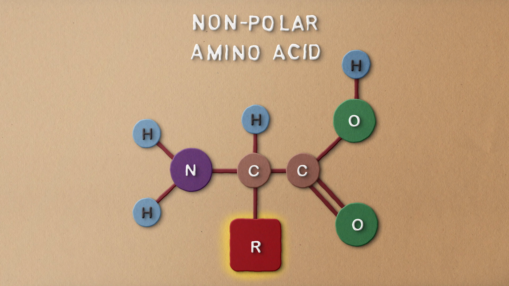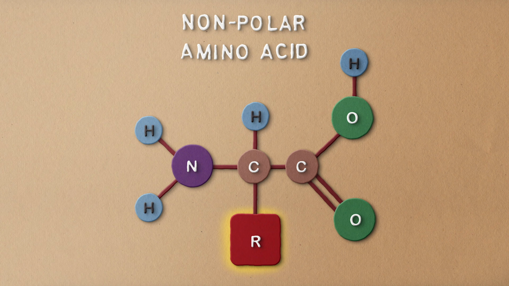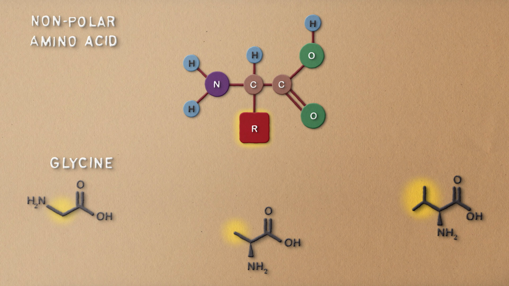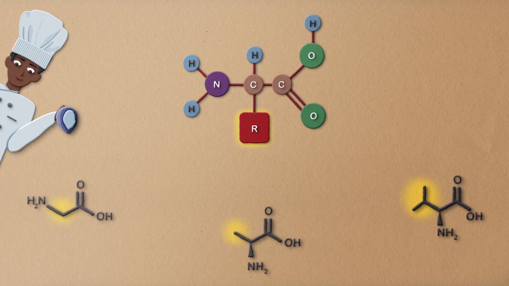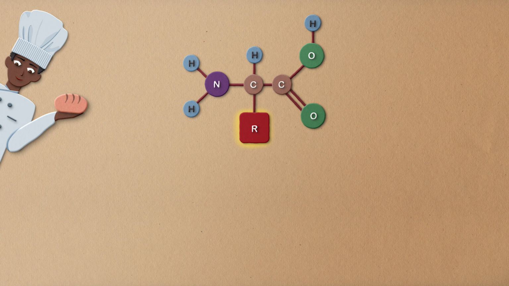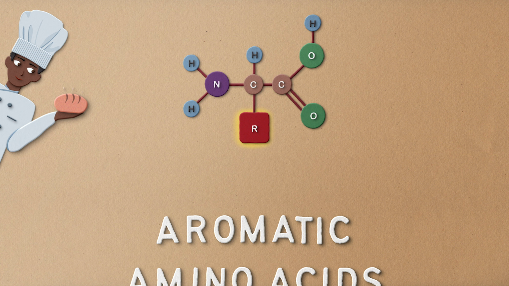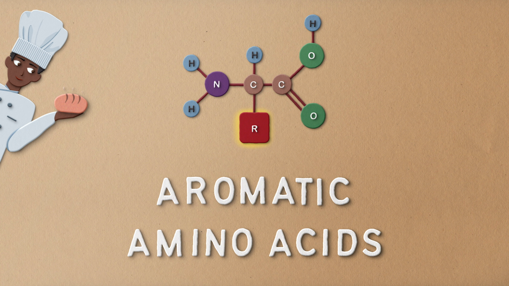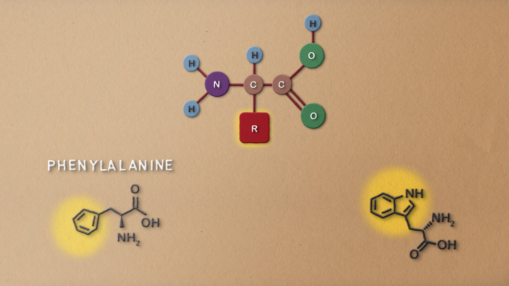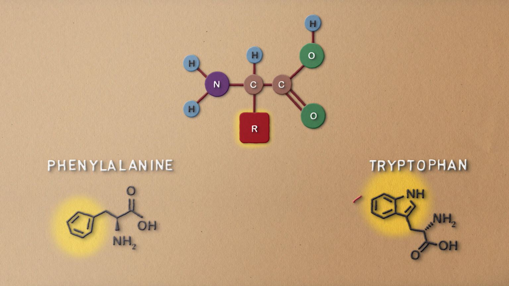Finally, you've got nonpolar amino acids, also called aliphatic amino acids. These amino acids, like glycine, alanine, and valine, are hydrophobic and do not like water. There is also a subset of hydrophobic amino acids called aromatic amino acids, including phenylalanine and tryptophan, which have aromatic R groups that are nonpolar too.